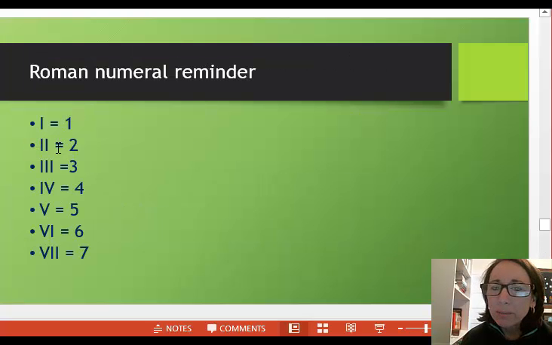I represents 1, II is 2, III is 3, IV is 4, V is 5, VI is 6, VII is 7. We will not deal with cations that have a charge greater than positive 7.